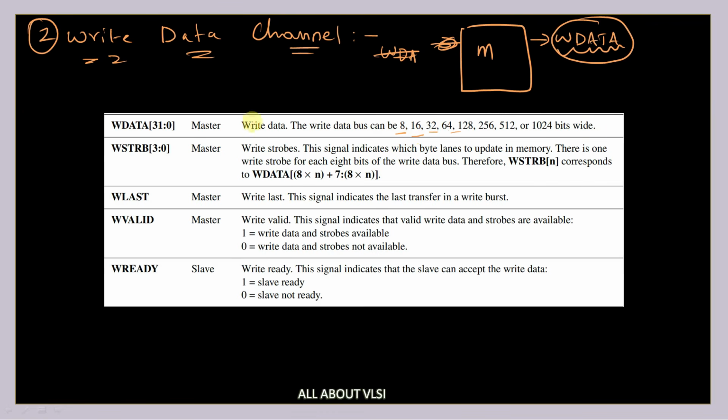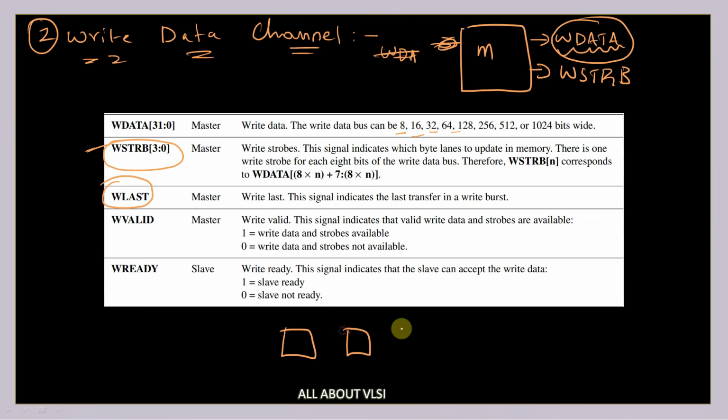And next we are going to have something known as write strobe. This signal is basically going to indicate which byte lane to update in the memory. That we are going to learn later. I will write it down here, write strobe. And next we are going to have WLAST. It is going to basically indicate the last transfer in a write burst.